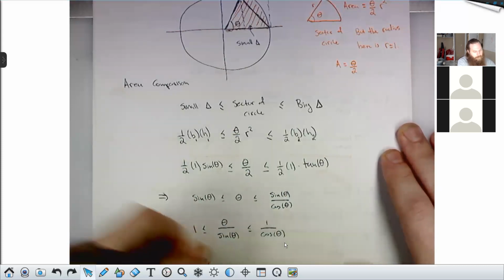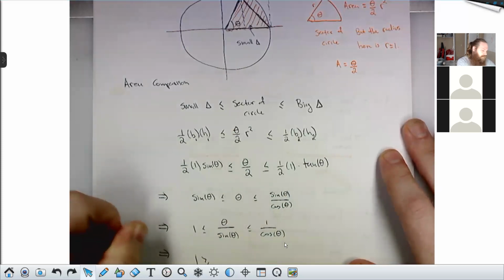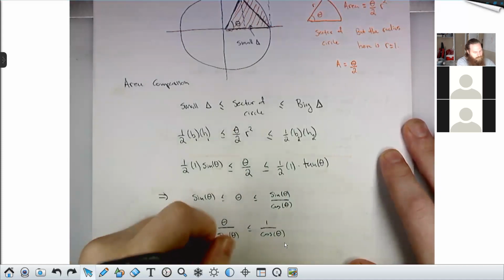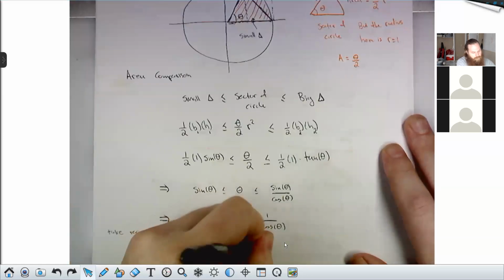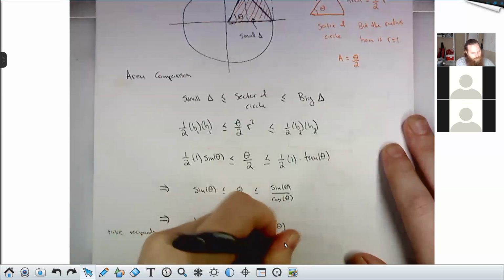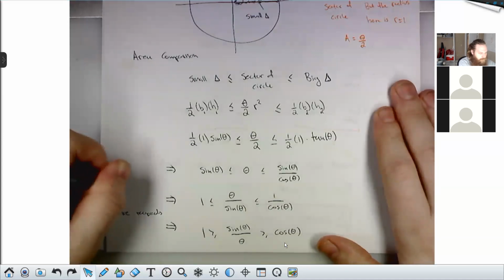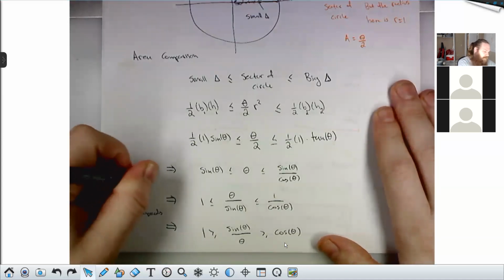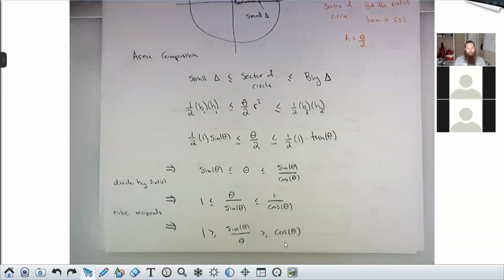And that's going to flip over my inequalities. So I'll get 1 is greater than or equal to sine theta over cos theta is greater than or equal to cos theta itself. Here, the step here was divide by sine theta. And now you're ready to use the squeeze theorem.